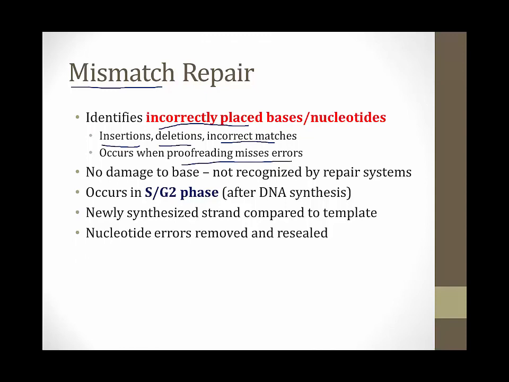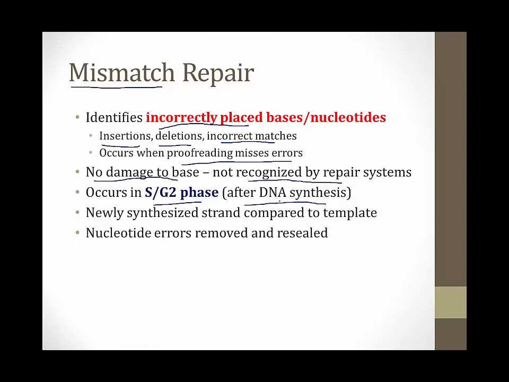And this system is a little bit different from the last two we discussed, base excision repair and nucleotide excision repair, because mismatch repair is fixing errors where there's no damage to the base. The base and the nucleotide are entirely normal, so they're not going to be recognized by the base excision repair or nucleotide excision repair systems, and therefore they need this special system called mismatch repair. Also very high yield for you to know that this system is functional in the S and G2 phase after DNA synthesis. This is looking for incorrectly placed bases by DNA polymerase, so it's going to have no role in G1 before DNA has been copied.